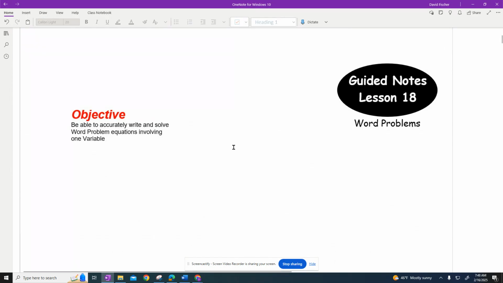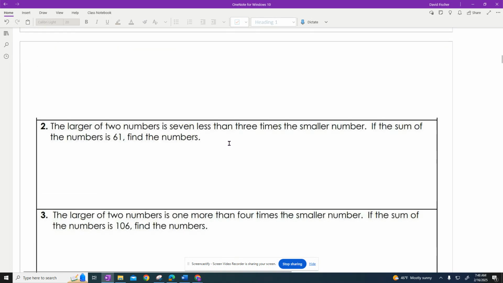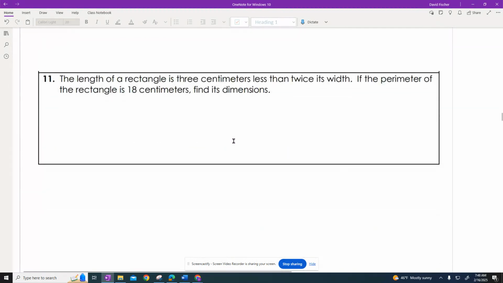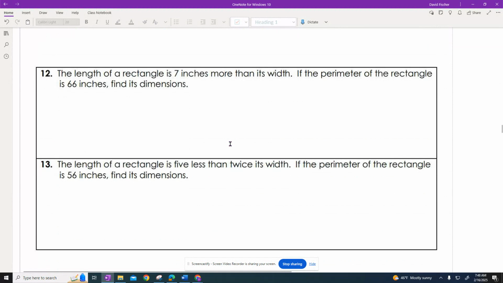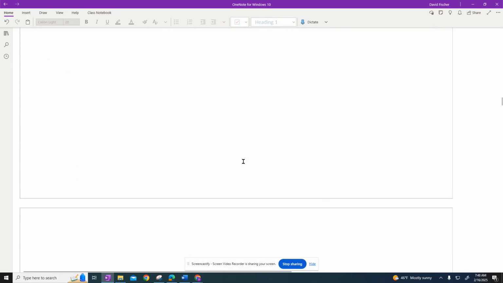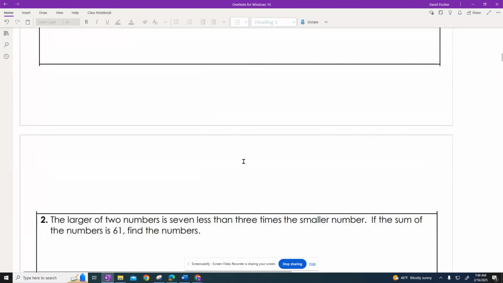Today's guided notes we're going to break up into 2 days, and so what we're going to do on the first day today is we're going to try to get through problems 1 through 13. So we're going to do 13 problems today. And then tomorrow, we'll talk about consecutive number word problems and break that down for tomorrow. Okay, so our goal today is, let's get through these first problems.